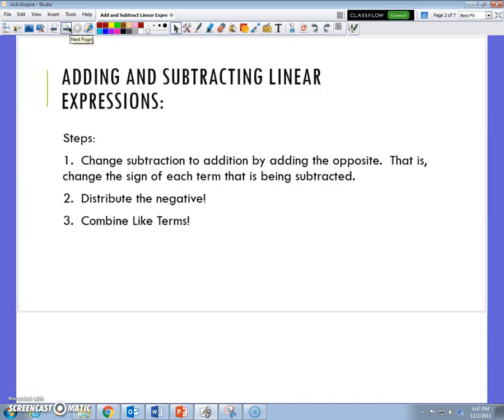It says, adding and subtracting linear expressions steps. First things first, change subtraction to addition by adding the opposites. That is, change the sign of each term that is being subtracted. Distribute that negative and combine like terms. Alright. So here we go. Are we ready for this? I know we are. You guys are going to like this.